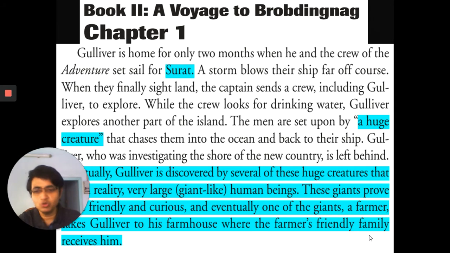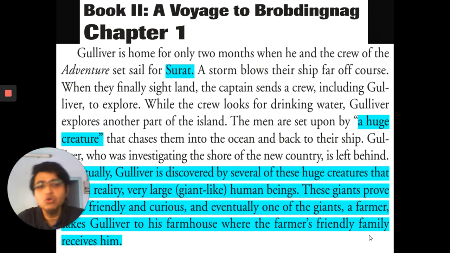Now Surat port is a very famous oil and natural gas depot in India, but Surat was already quite well known as a port at that time. So while beginning his journey for Surat, a storm blows their ship far off course. When they finally sight land, the captain sends a crew, including Gulliver, to explore the land.